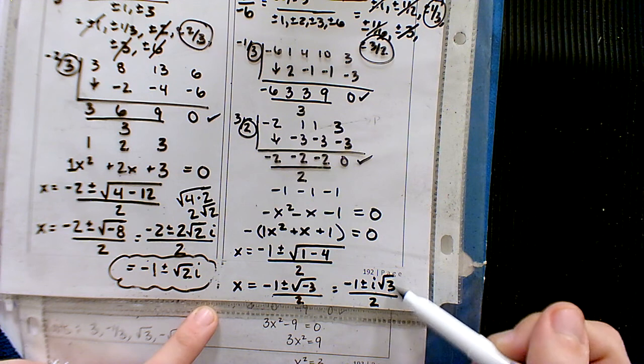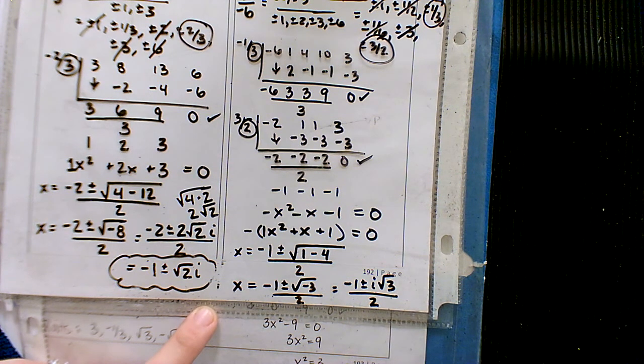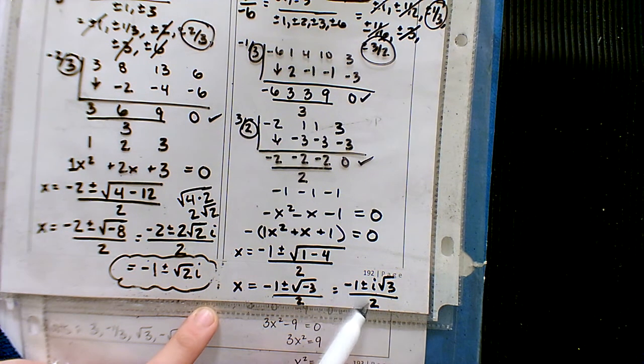Now, we cannot simplify the square root of 3 like we did the square root of 8 in the previous example. So you can leave it exactly like this. You can't really divide the 2 out because we don't have some divisible values there.